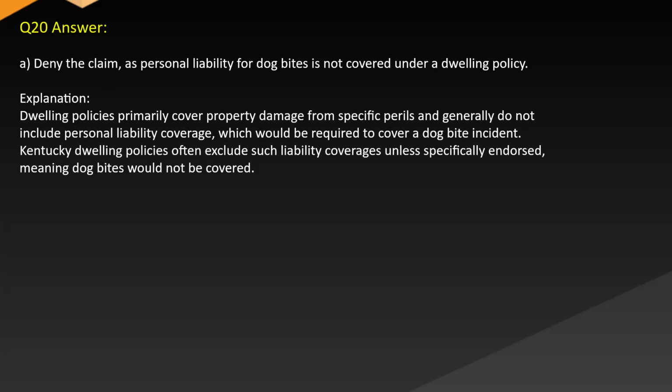Answer A. Deny the claim as personal liability for dog bites is not covered under a dwelling policy. Explanation. Dwelling policies primarily cover property damage from specific perils and generally do not include personal liability coverage, which would be required to cover a dog bite incident. Kentucky dwelling policies often exclude such liability coverages unless specifically endorsed, meaning dog bites would not be covered.